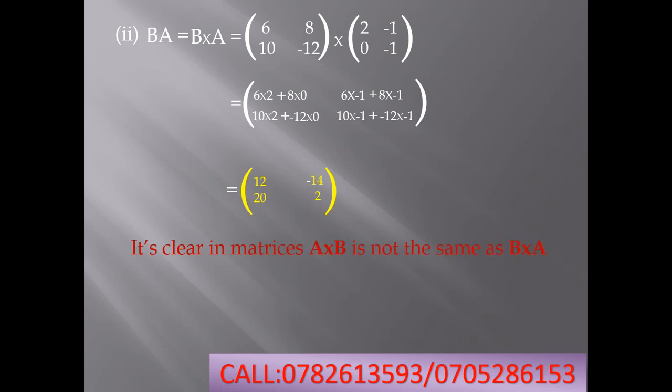So when you check A and B, then B and A, you realize that in matrices, A times B is not the same as B times A. That property only applies to matrices, that A times B is not the same as B times A. We can now take the next question.